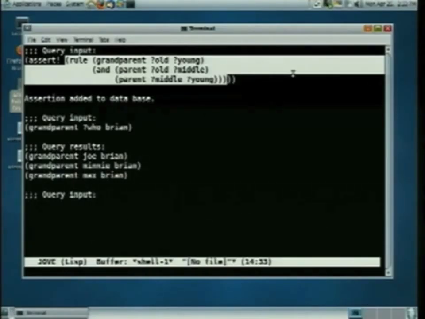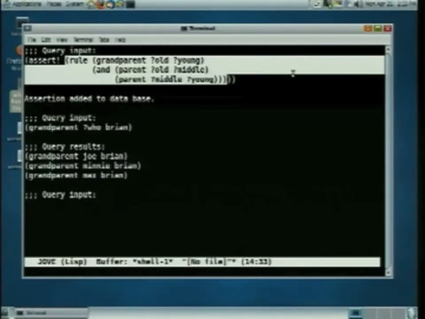So the way rules work is this. Well, first of all, when you type in a query to the query system, the first thing it does is look for assertions, non-rules, in the database that exactly match the query, exactly in this sense of question marks matching anything. And any assertions like that that it finds, it gives you as a result. So if I had made any direct assertions about who's the grandparent of whom, then we would see those. Then it looks for rules.